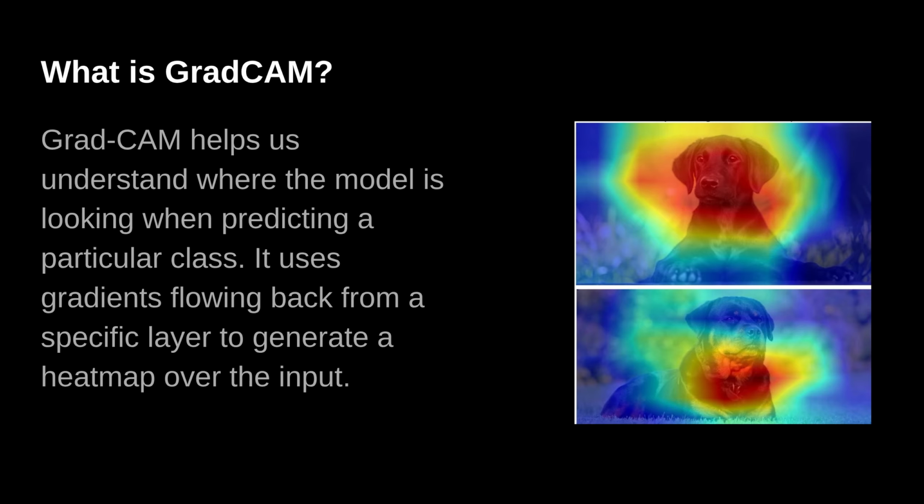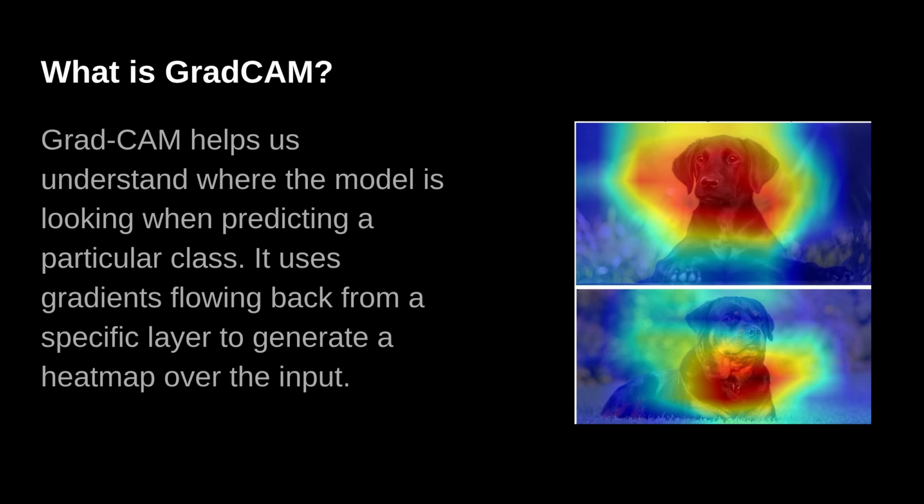In simple terms, we can say it is a technique which helps us understand where the model is looking when predicting a particular class. It uses gradients flowing back from a specific layer to generate a heat map over the input image, and it can be applied to any layer. We mostly apply it to the last layer or a mid layer, so that we can see what these layers are focusing on. Here is an example where you can see the classification model is particularly focusing on the main object, that is the dog.